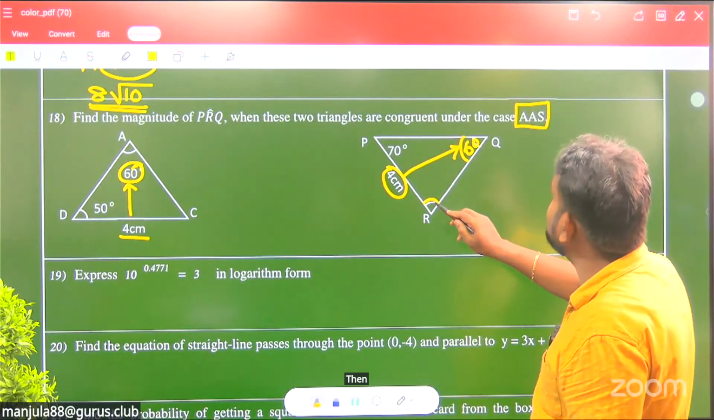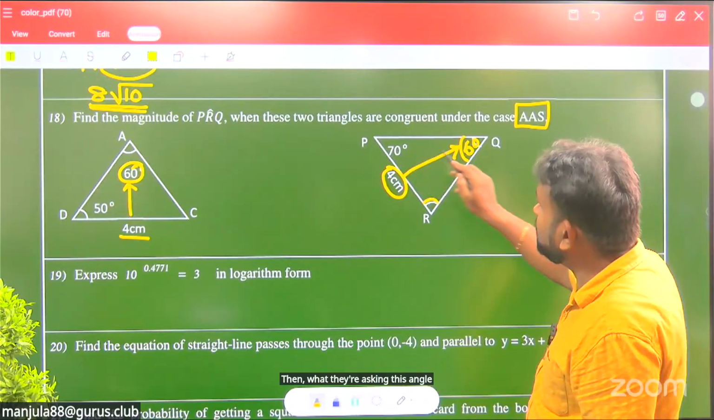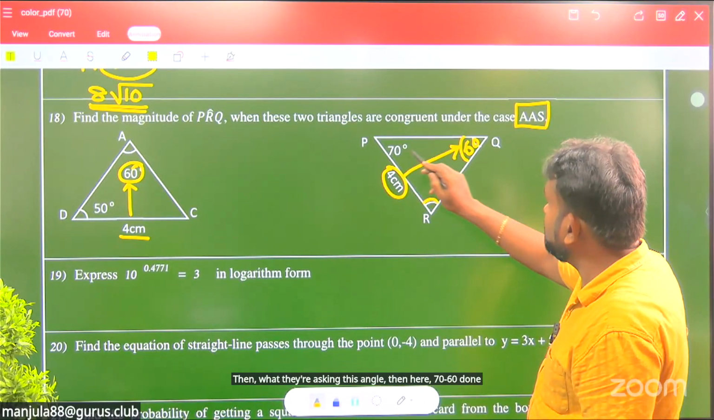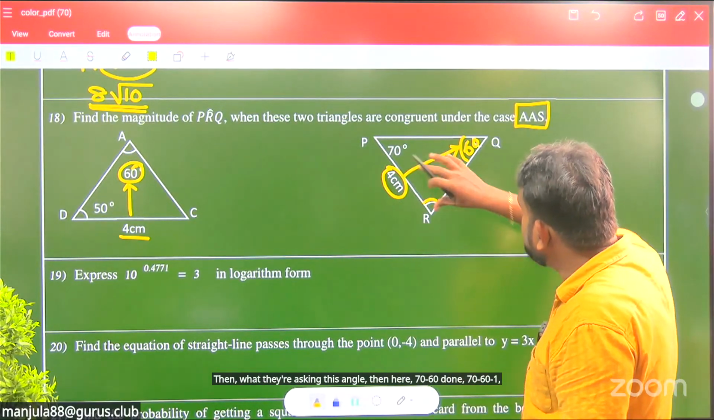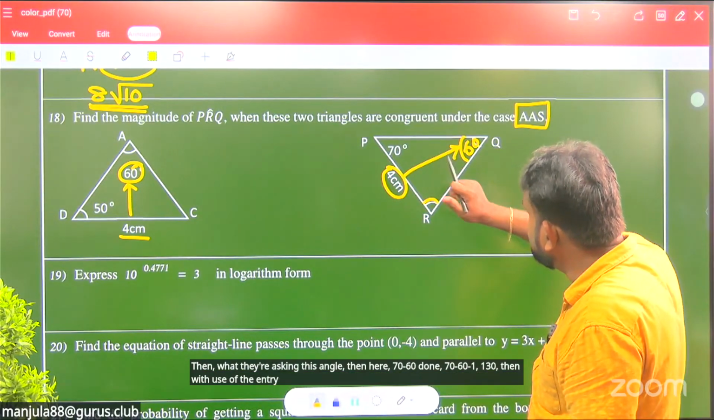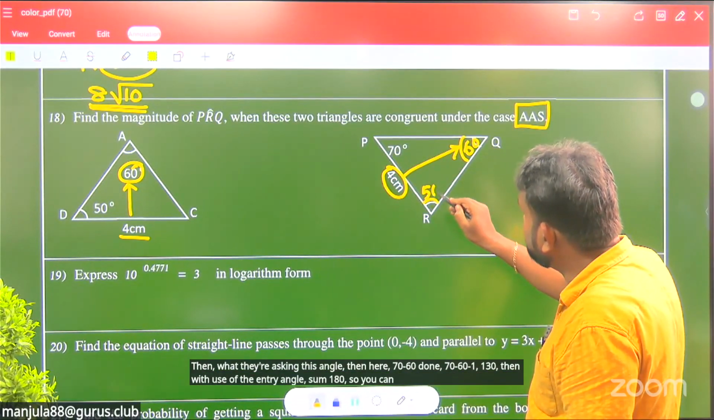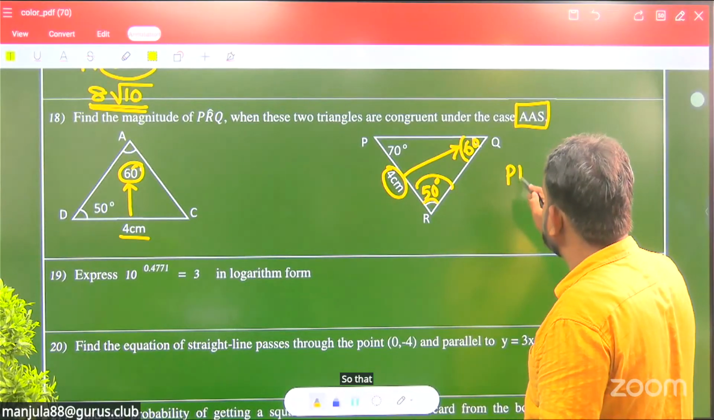But they are asking for this angle. Here 70 and 60 done, 70 plus 60 is 130. Then with the use of the interior angle sum 180, you can see this is 50 degree. So that is PRQ, 50 degree.